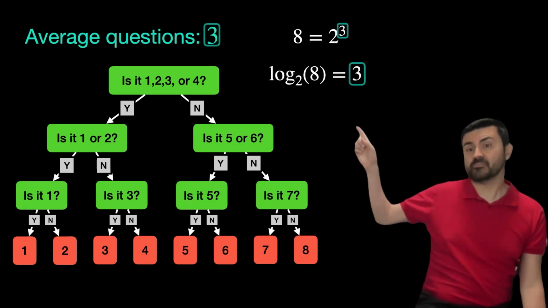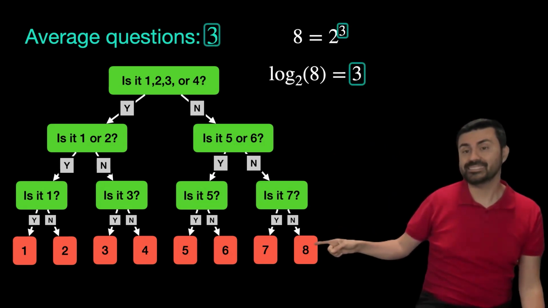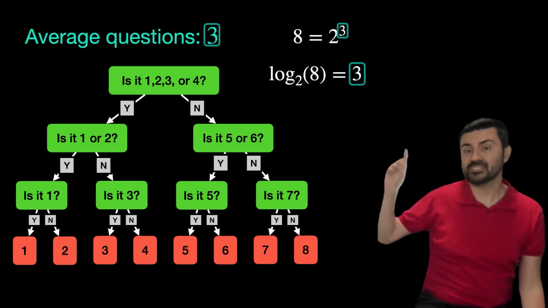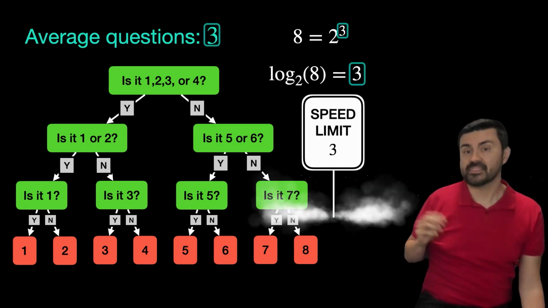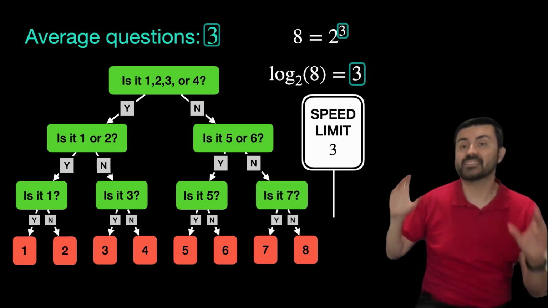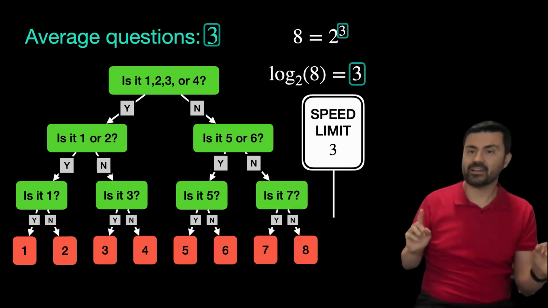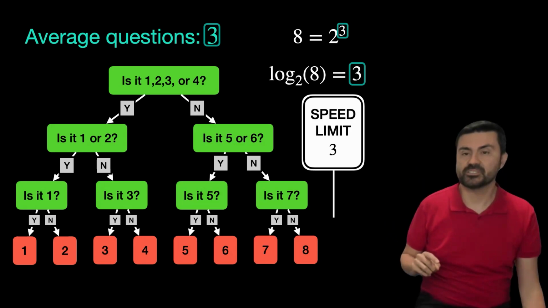And so that logarithm base 2 of the number of possibilities is the average number of questions if I use this better strategy. Now it turns out that that's the speed limit of information. That's the best we can do. No matter what we do, we need at least 3 questions on average.